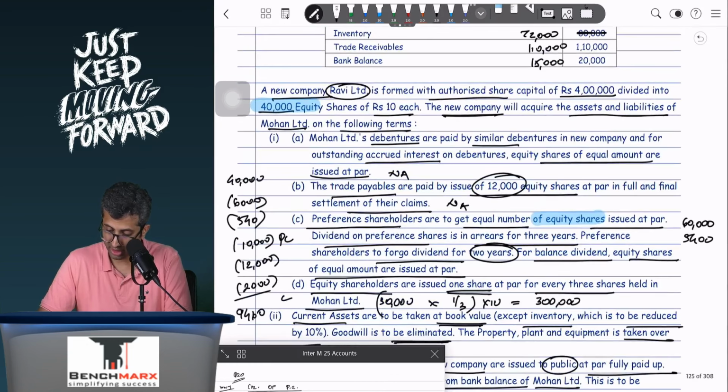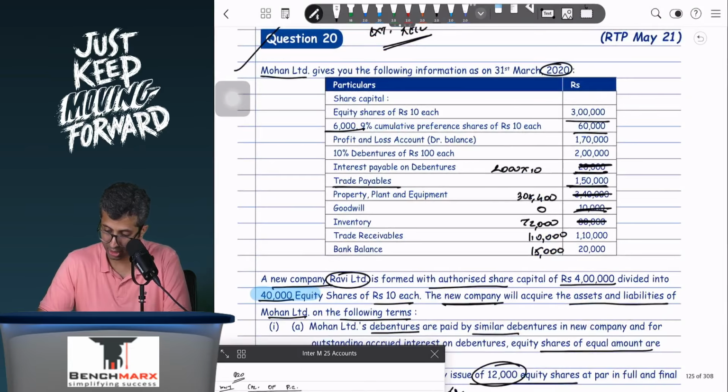Debentures के सामने new debentures, so this will now become 0. Even trade payables are fully settled, will become 0. This will also become 0. Debentures, same 2 lakhs worth of debentures will be there.